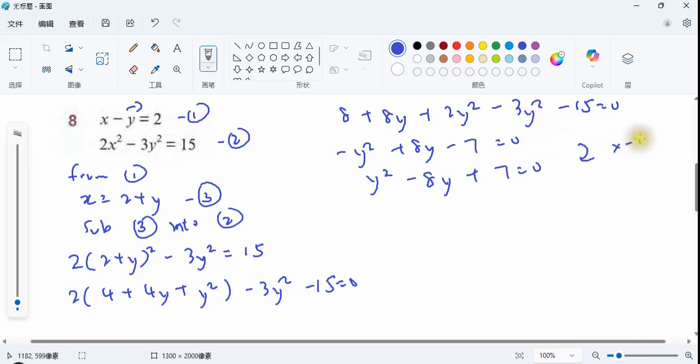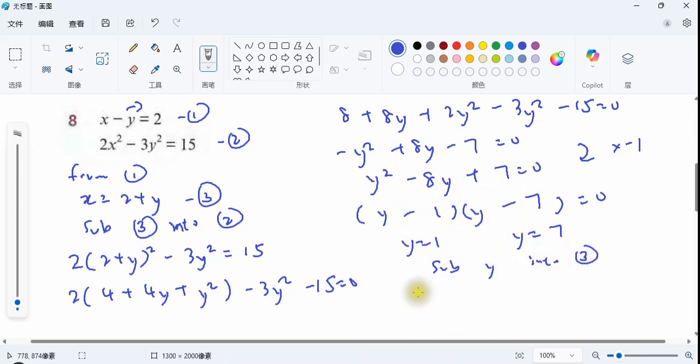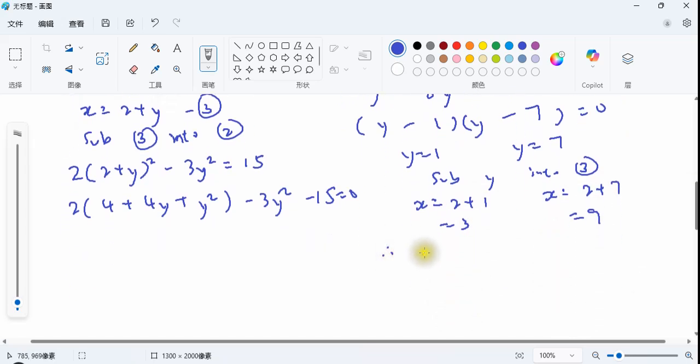So all multiply with negative 1. And then we do the factorization. We have the y, 1, 7, minus minus. So y equal to 1, y equal to 7. So sub the value of y into equation 3. Then the x will be 2 plus 1, 3. And then x is 2 plus 7, 9. So we know that when x equal to 3, y equal to 1, at the same time when x equal to 9, then y equal to 7.